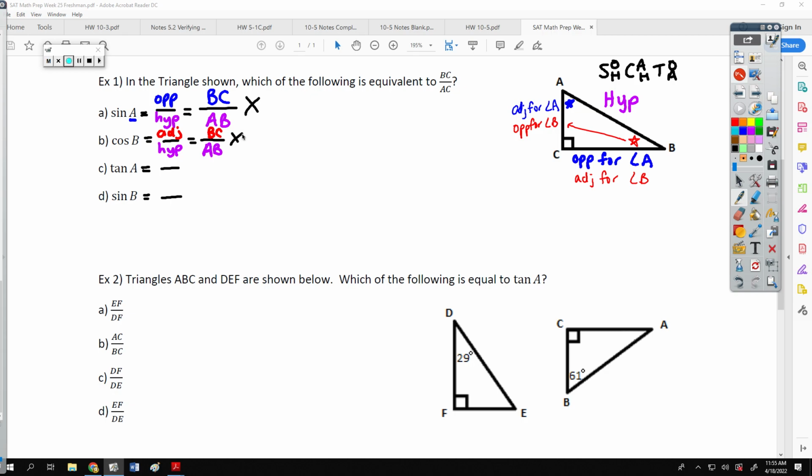Okay, and as we go through these and we're looking, we need to find the one that's equivalent to BC over AC. So we go through and we do each one of them. Tangent of A would be opposite blue over adjacent blue, and sine of B would be opposite red over hypotenuse. So we go through and we would figure out the values of each of these and see which one is the correct value.